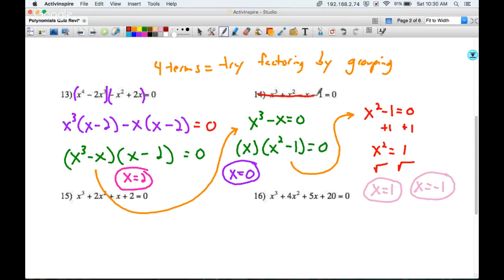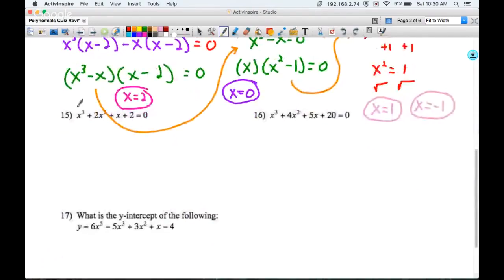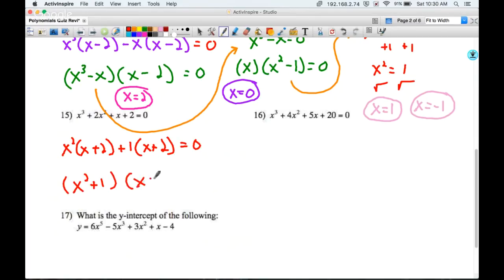Let me cross out 14. 14 looks like another factoring by grouping. Even easier one, honestly, than 13. This one, pretty sure can be factored by grouping. Let's just see. Yep. What we're pulling out is a 1 there, just to kind of complete the motions. x squared plus 1, x plus 2. This one here is going to give me some imaginary roots.